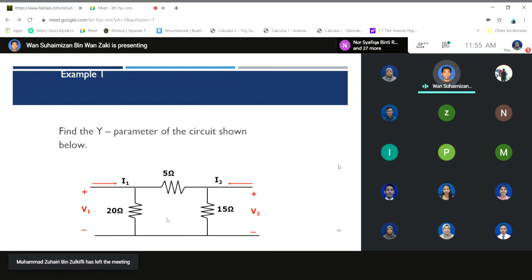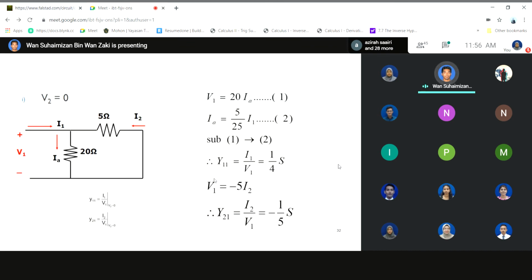So if we go to this example, find the Y parameter of the circuit shown below. This is a pi circuit. Here they ask you to determine the Y parameter, not Z. Previously it was Z, now it is Y. It depends on the question whether they ask for Y, Z, H, or transmission parameters. So what do you need to do next? You need to do two tests. Test number 1, short circuit port number 2. Test 2, short circuit port number 1.